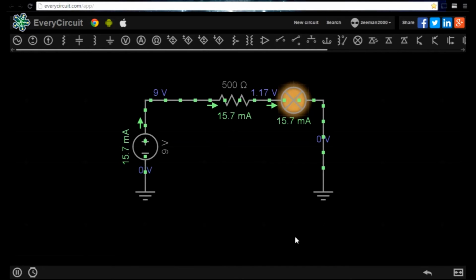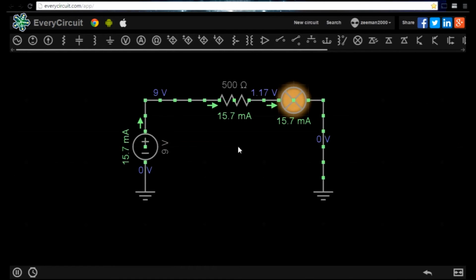When current flows through a resistor, it dissipates power, usually in the form of heat. Power is measured in watts. Let's analyse this sample circuit and calculate the power dissipated. This circuit has a 9 volt power supply, a 500 ohm resistor and a lamp which has a power rating of 30 milliwatts.